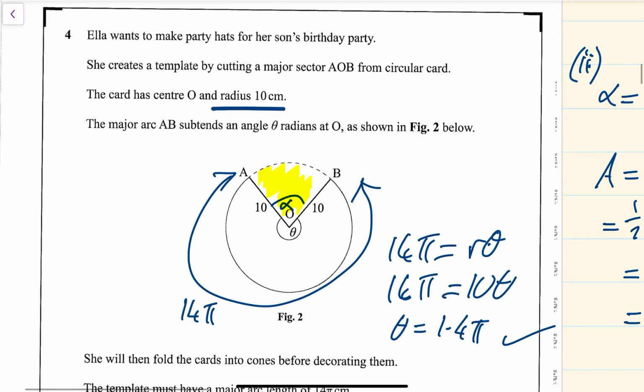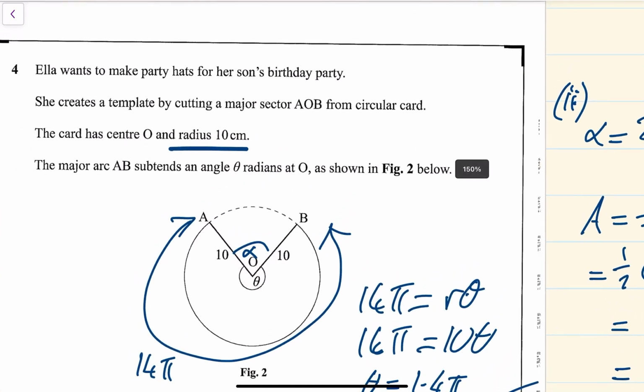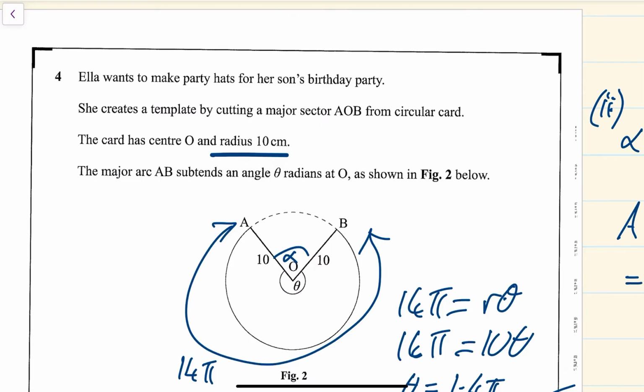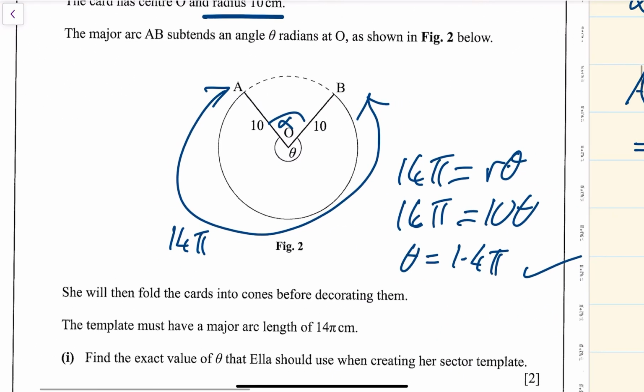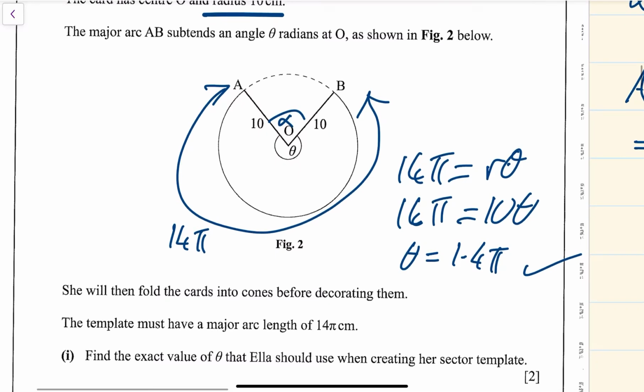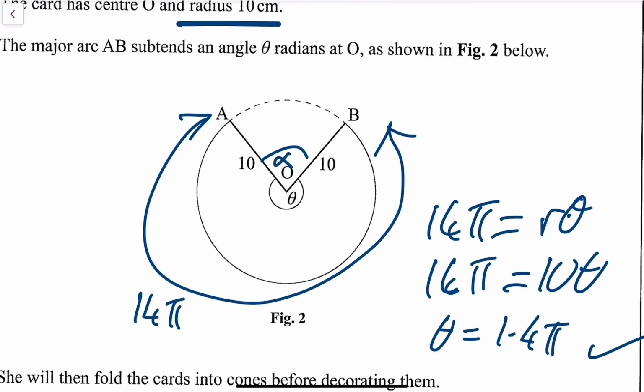Okay, next one, much nicer question here. It says Ella wants to make party hats for her son's birthday party. She creates a template by cutting a major sector AOB from a circular card. The card has a center O and a radius 10 centimeters. She will then fold the card into cones before decorating them. The template must have a major arc length of 14 pi. So 14 pi, you can see I've labelled on, is a length all the way around the circumference from A to B, that big long arc.